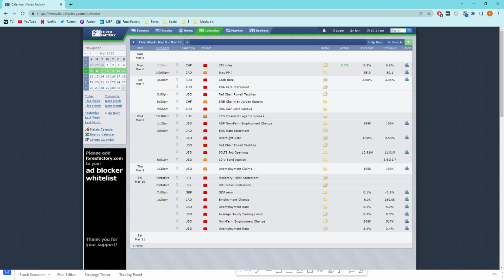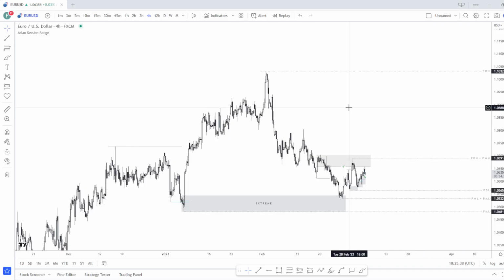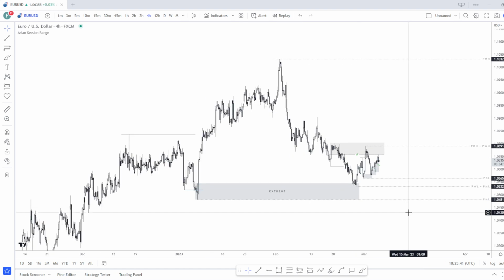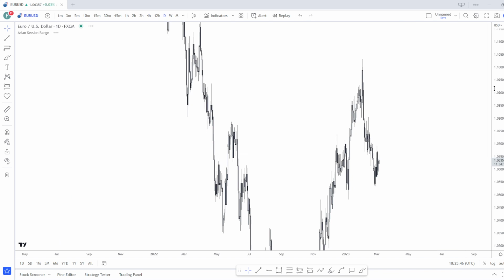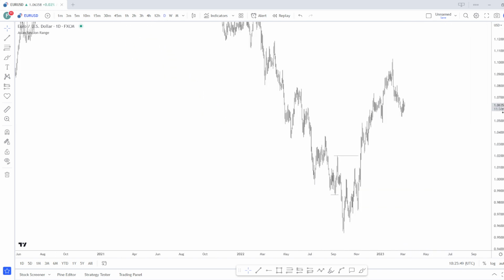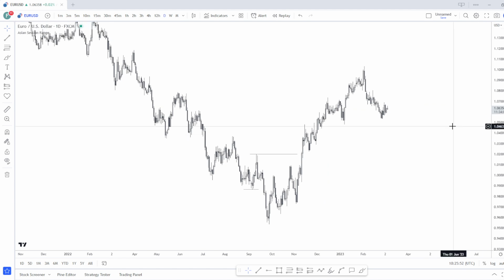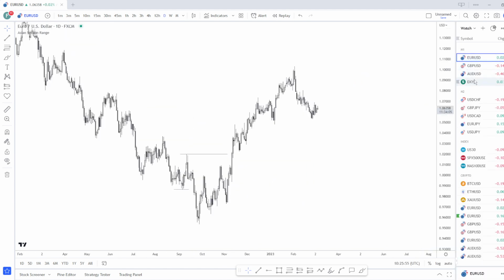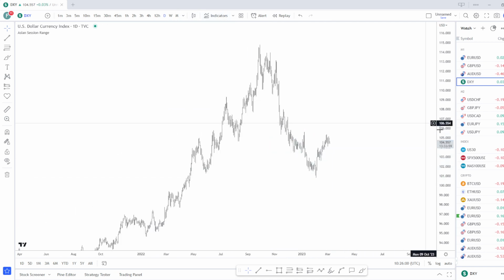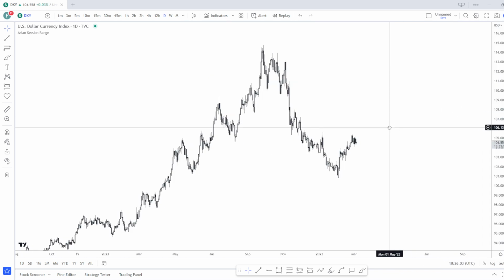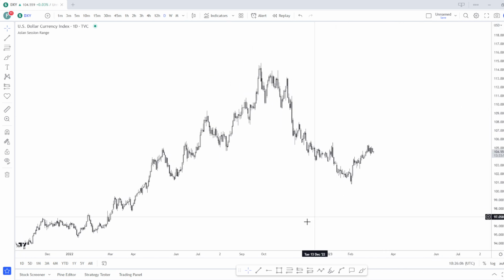So let's now move on to the trading side of things, the technical analysis side. Let me get rid of that. Right. Let's get rid of everything at this moment in time. And we'll start from the daily. So, daily wise, actually, we'll start with DXY. See everything. Okay. So DXY here.